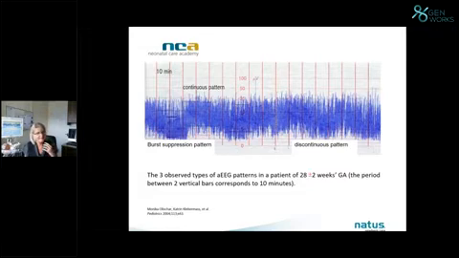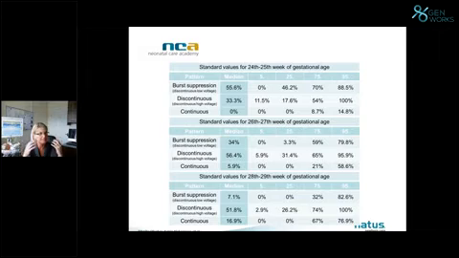And what this group did very nicely is they created standard values. They looked at the median percentage of time that these infants would display these background patterns. So you can see from this table that the more mature in gestation the infant becomes, the less burst suppression they have, and the more discontinuous and more continuous patterns they have in their background patterns. So a very nice paper, again highly recommended to read.